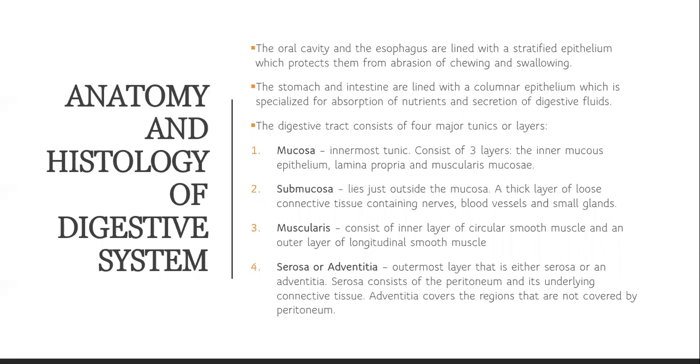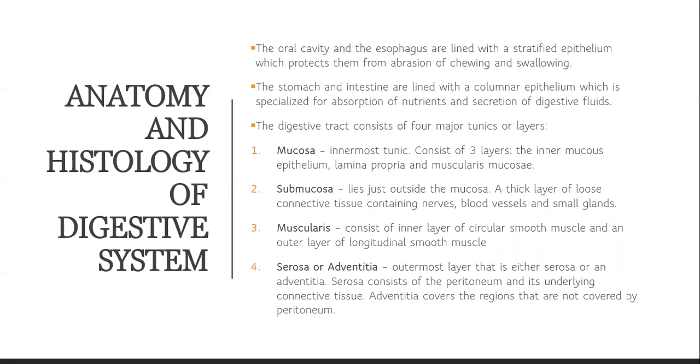So our digestive tract has four major layers. The first one is the mucosa, or the innermost layer. It consists of the inner mucous epithelium, the lamina propria, and the muscularis mucosa. The next layer is the submucosa, which lies just outside the mucosa. It is a thick layer of loose connective tissue that contains nerves, blood vessels, and small glands.